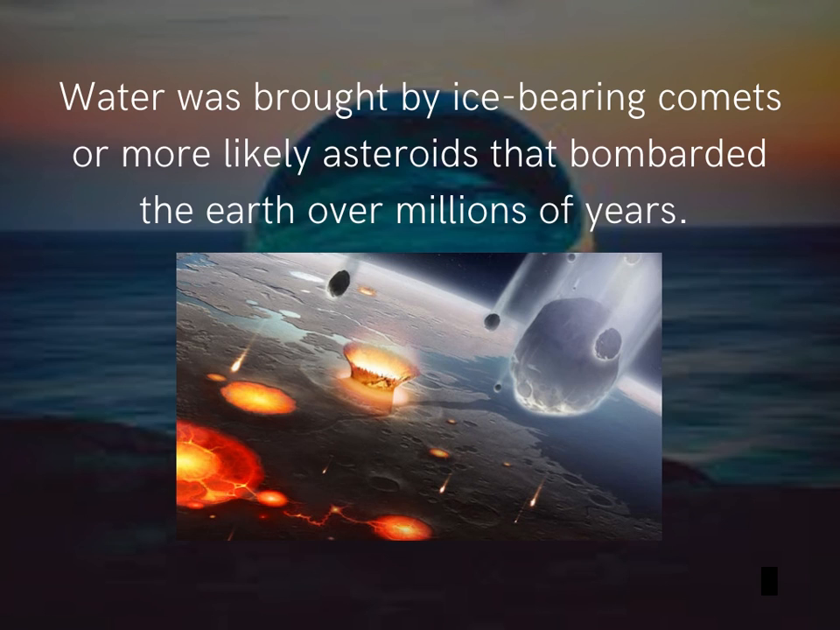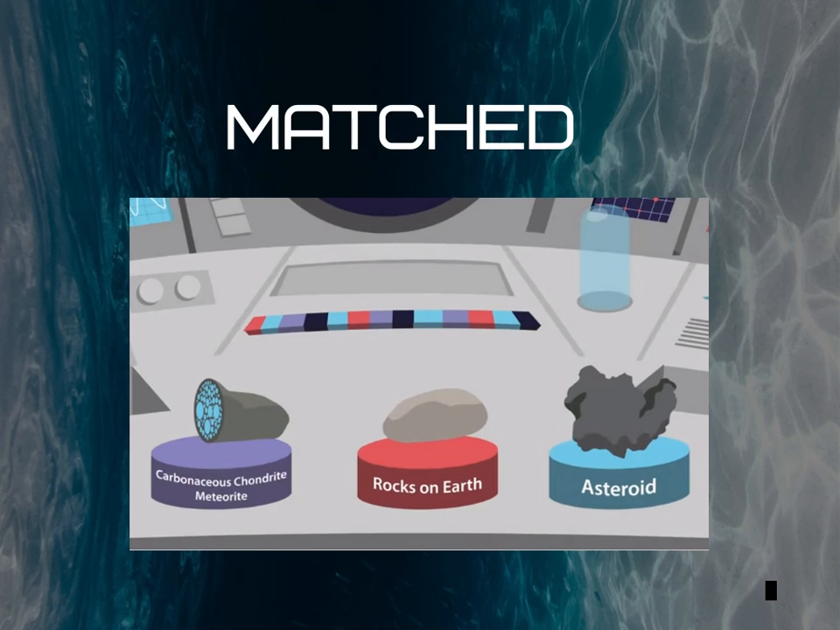So how then did water get back to the planet? Scientists have long suspected that much of it was brought by ice-bearing comets, or more likely, asteroids that bombarded the Earth over millions of years. Recent research has challenged this theory.